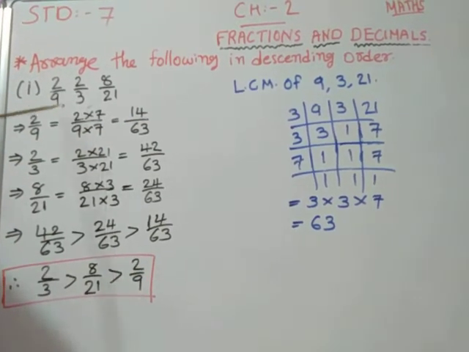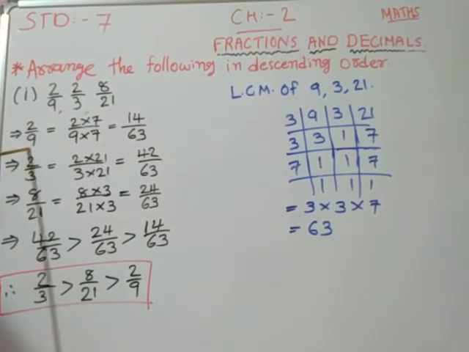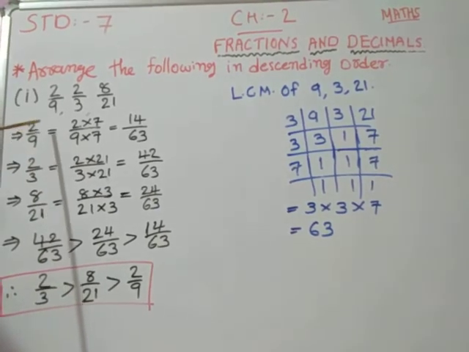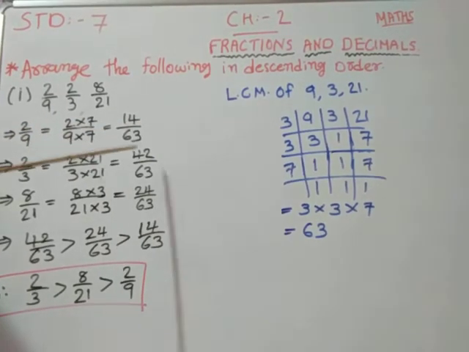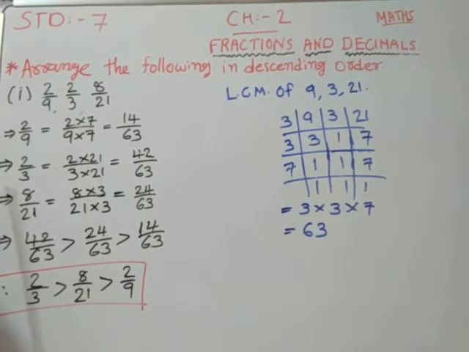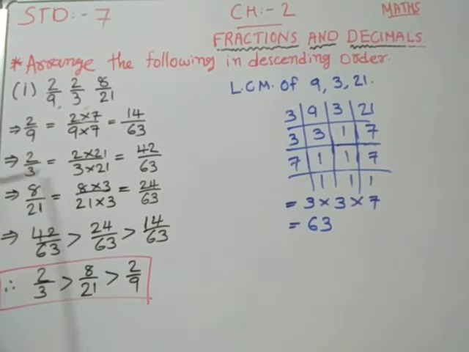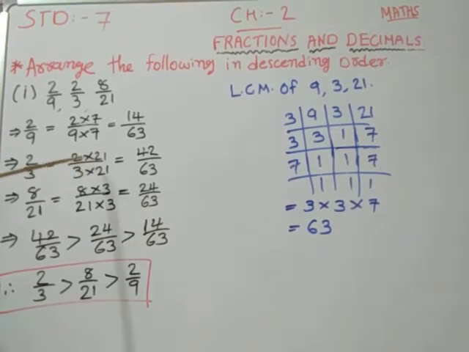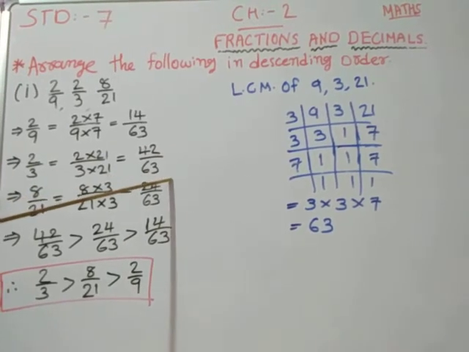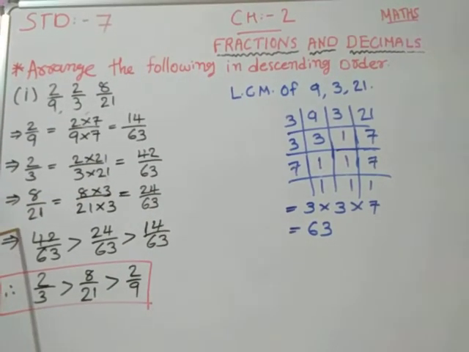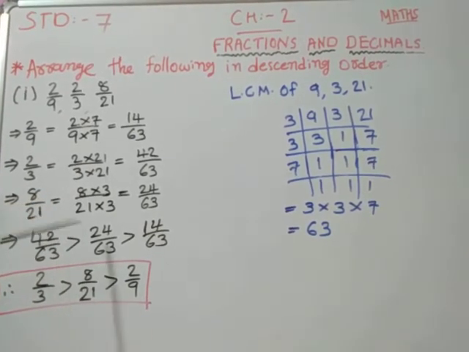Now we have to make all the denominators 63. So first take the first one, 2 upon 9. To make the denominator 63, we have to multiply both the numerator and denominator with 7. So 2 7s are 14, 9 7s are 63. Now take the second one, 2 by 3. To make the denominator 63, we have to multiply both numerator and denominator with the number 21. So 2 multiply 21 is equal to 42. 3 multiply 21 is equal to 63. Now take this one, 8 upon 21. To make the denominator 63, we have to multiply both numerator and denominator with number 3.